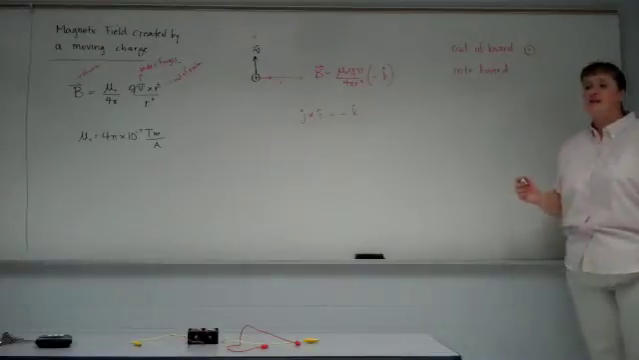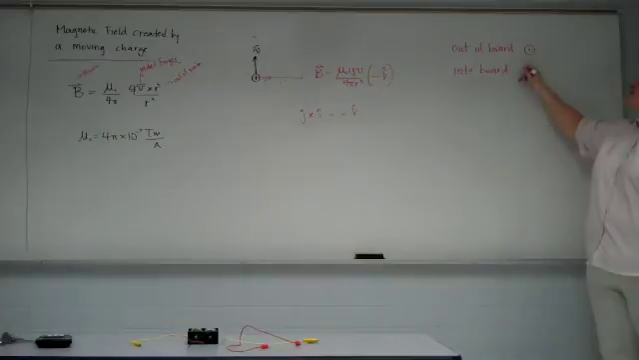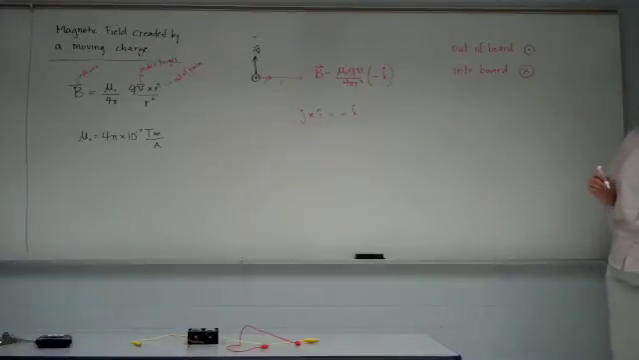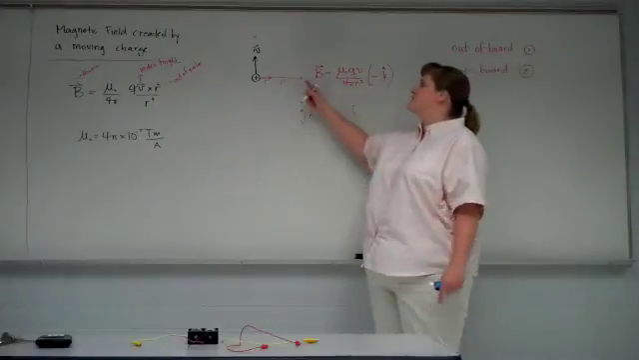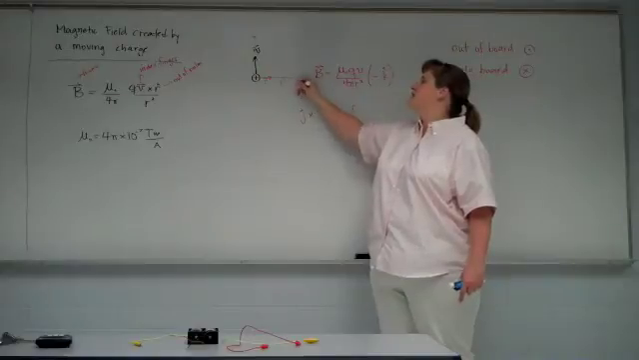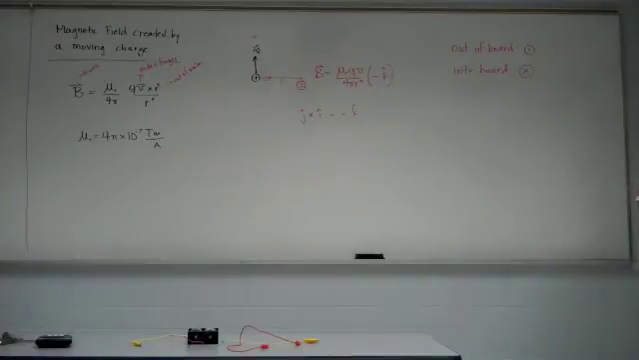If you were the one shooting the arrow and it was moving away from you, what you would see is the crosshairs, those little feathers at the back of the arrow. So to represent into the board or into your paper, we use a little X with a circle around it. So to draw the direction of this magnetic field right here, since it's into the board, we would draw a little X with a circle around it to represent the direction of that magnetic field.